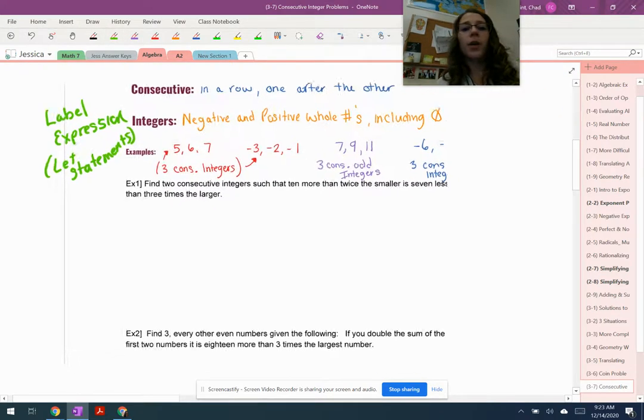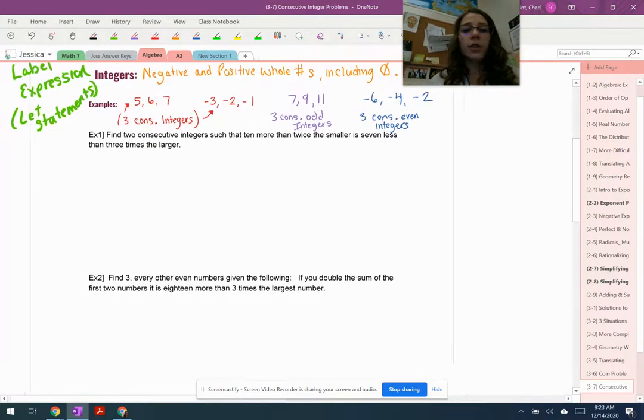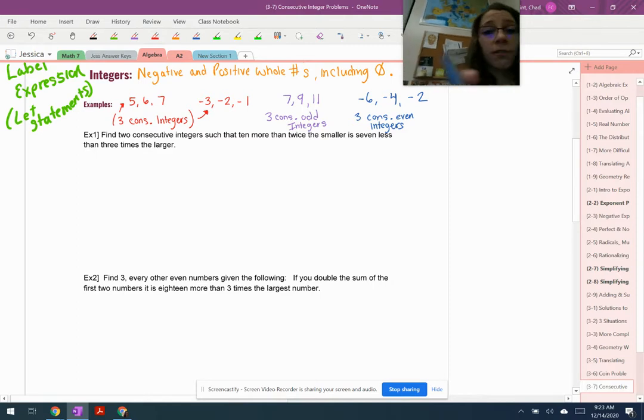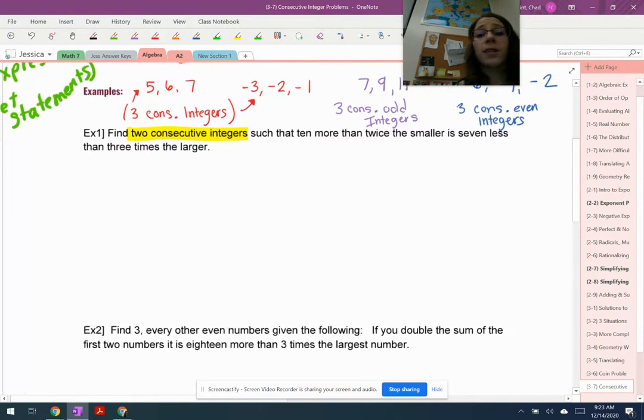Okay, so example 1: find two consecutive integers such that 10 more than twice the smaller is 7 less than 3 times the larger. The first thing I'm understanding and processing is that we're looking for two consecutive integers, so I'm going to immediately jump into my let statements.